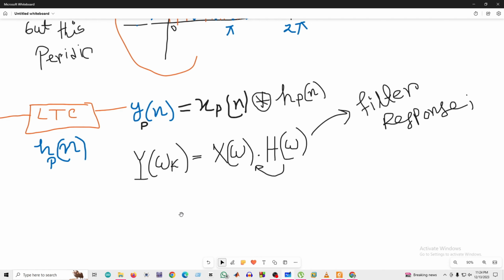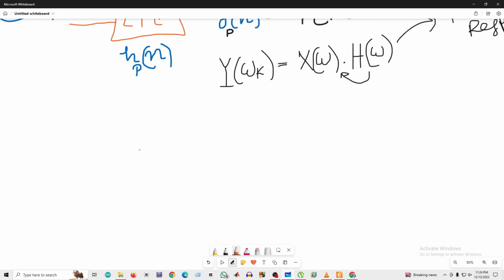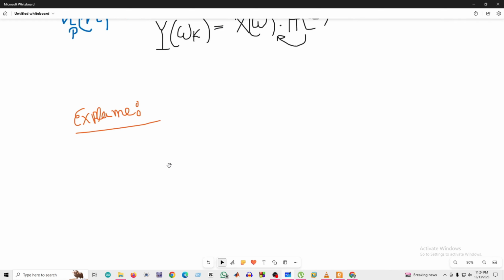So my question is, how can we actually perform the circular convolution? I will give you an example, then everything will be clear to you. So let me show an example of how we can perform the circular convolution. At first, let me show you a linear convolution, which we covered before the midterm.